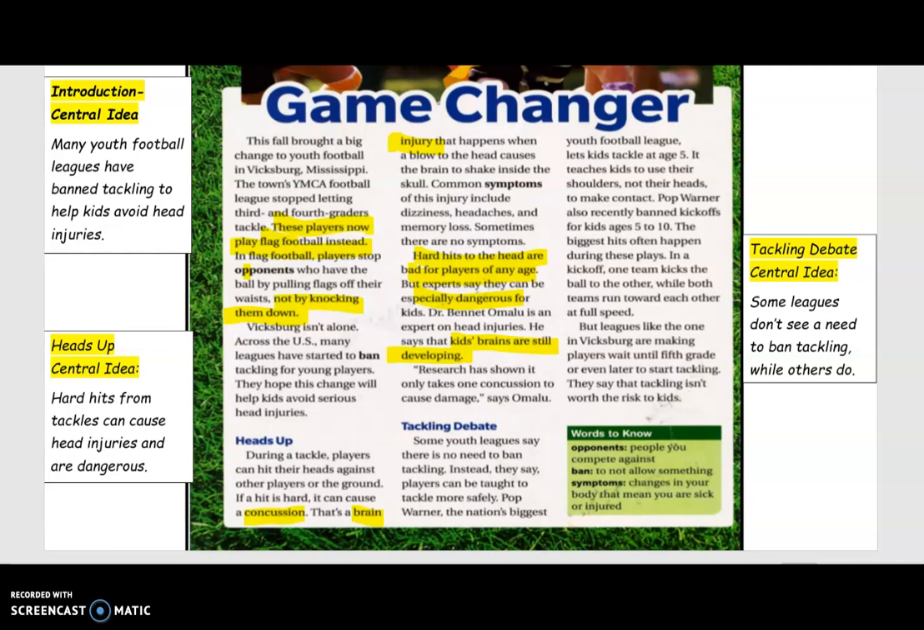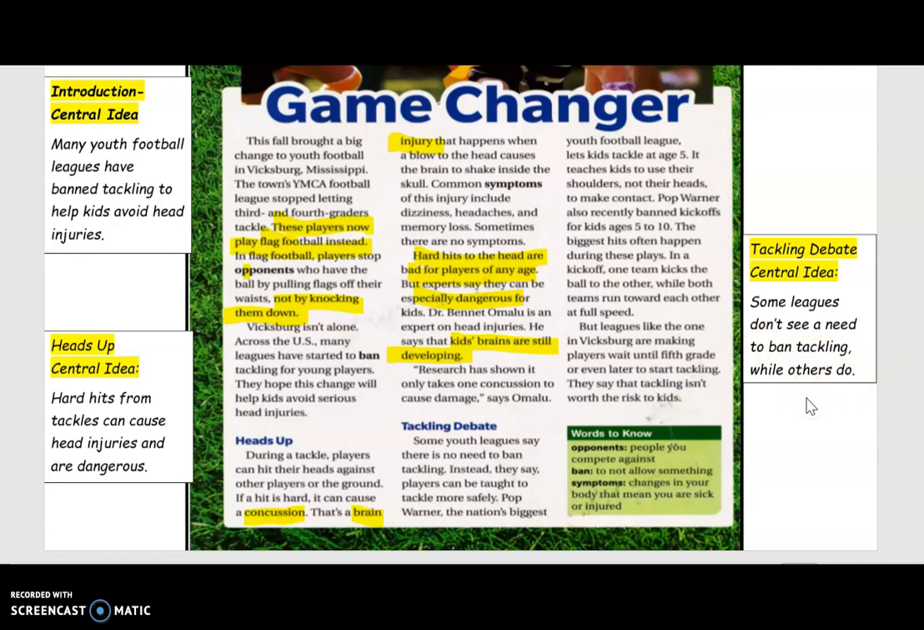In a kickoff, one team kicks the ball to the other while both teams run toward each other at full speed. But leagues like the one in Vicksburg are making players wait until 5th grade or even later to start tackling. They say that tackling isn't worth the risk to kids. All right, so for that final section, I put for the central idea that some leagues don't see a need to ban tackling while others do.